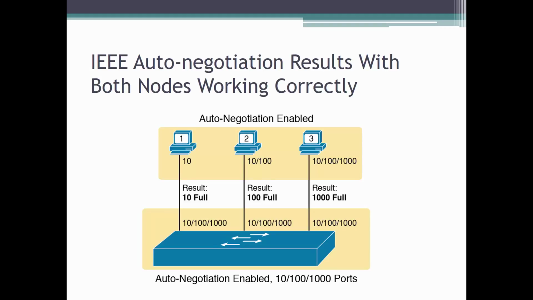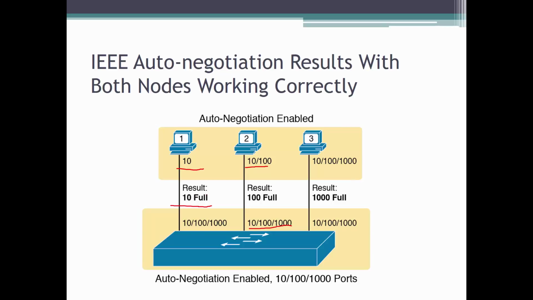Auto negotiate. So our port will negotiate with our nodes. So if we have a 10/100 NIC, even if we have a gigabit port, it will negotiate to the slowest speed. So here our slowest speed is 10, so we should get 10 megabits.